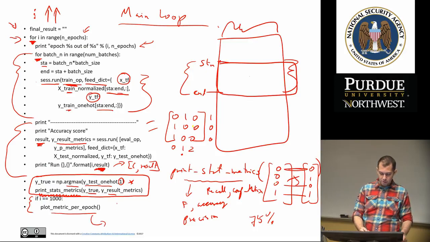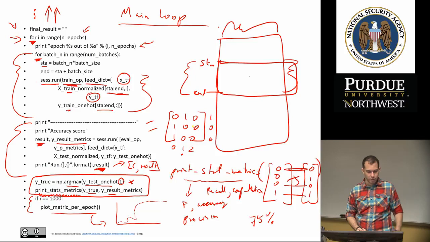So this would just do something, plot metric per epoch, so it would just show you, okay, and then it starts to pick up like that. So it's good that we can do that.